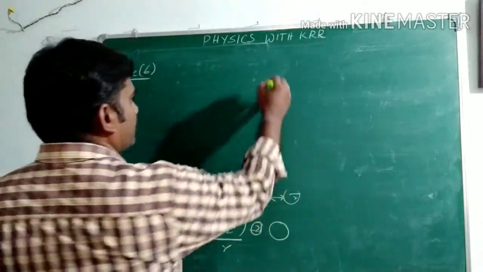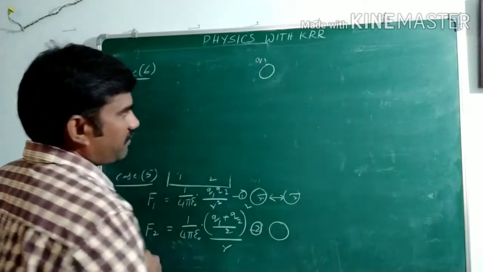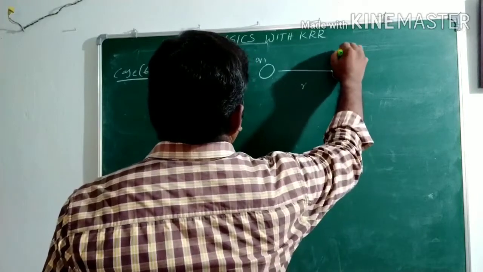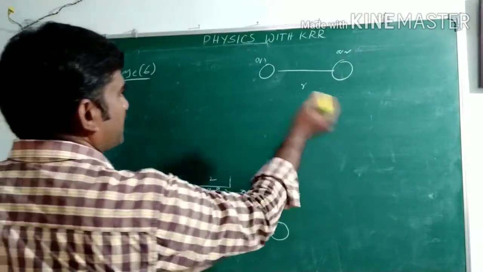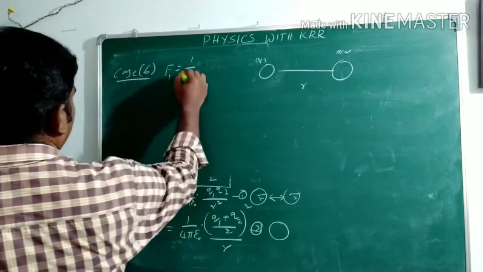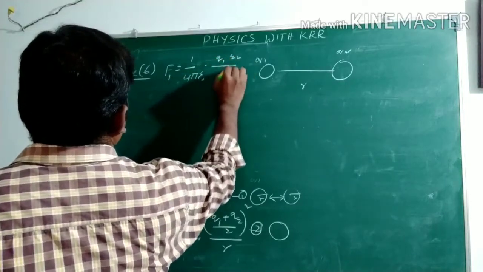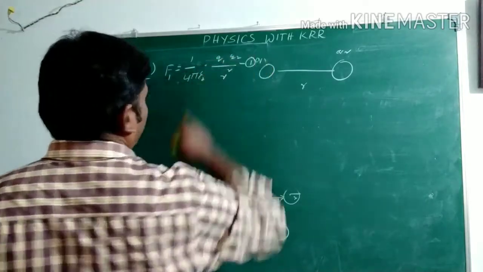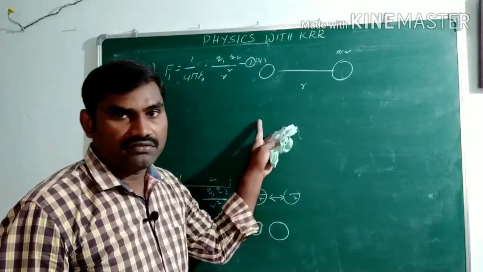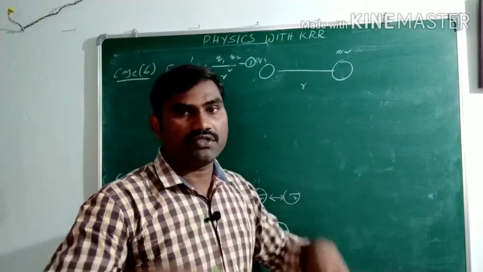Now for example, this is one charge Q1 separated by some distance from Q2. Now the force experienced between them is F. That is, we can take it as F1. F1 is equal to 1 by 4 pi epsilon naught Q1 Q2 by R square. That is equation number 1. Now some percentage of charge is transferred from one sphere to the other sphere. Then what happens to the force?